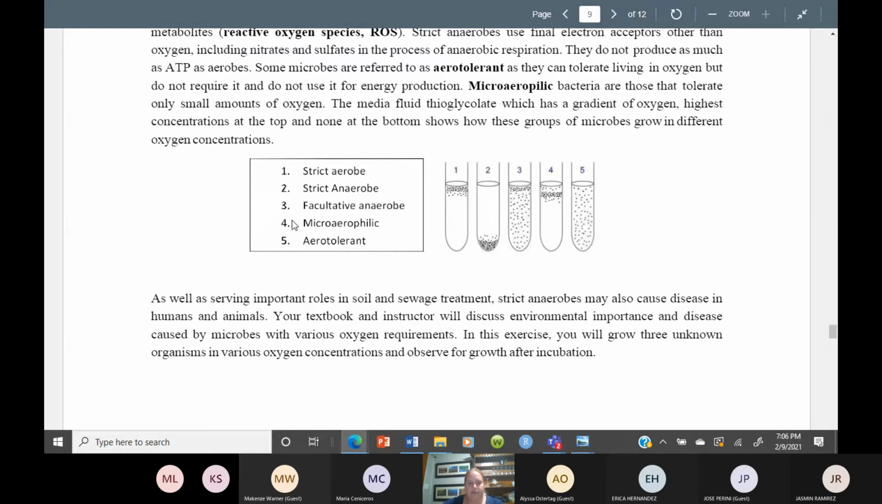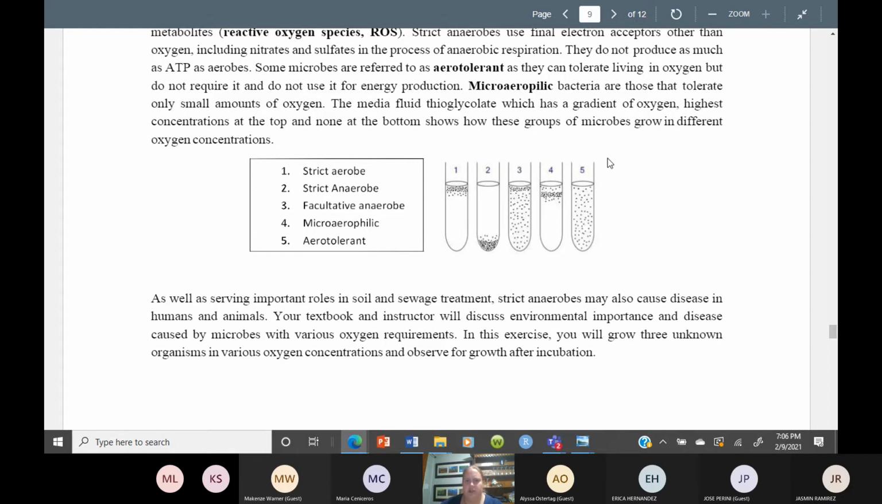The next one that's pretty easy is number 4, your microaerophilic bacteria. Let's break down this word. Aero is oxygen, philic would be that they require oxygen, but they require small amounts of it, microaerophilic. So they don't like to grow at the very top of the culture where there's a lot of oxygen. They like to grow in a slightly lower layer where there's minute amounts of oxygen. They do need oxygen to grow, so they cannot grow at the bottom of the culture.